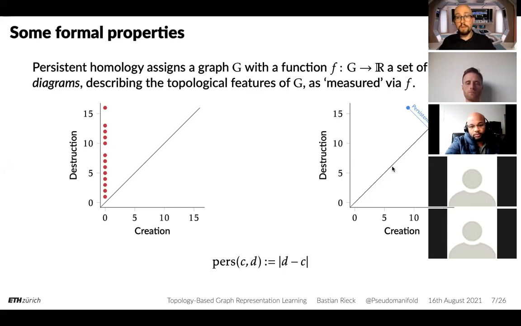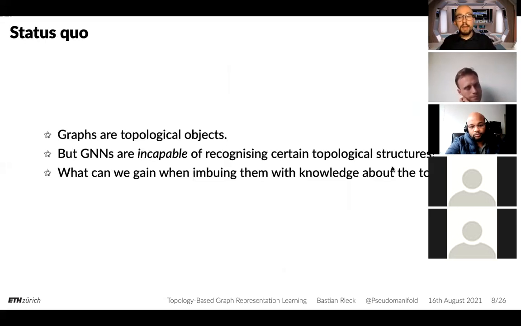And this fact will become very relevant for us later on. Now, let me briefly summarize the status quo. And that is, graphs are, to my understanding and in my opinion, fundamentally topological objects. They have some connectivity, they create some connectivity, they even create some neighborhoods. But yet, current graph neural networks are incapable of recognizing certain topological structures.